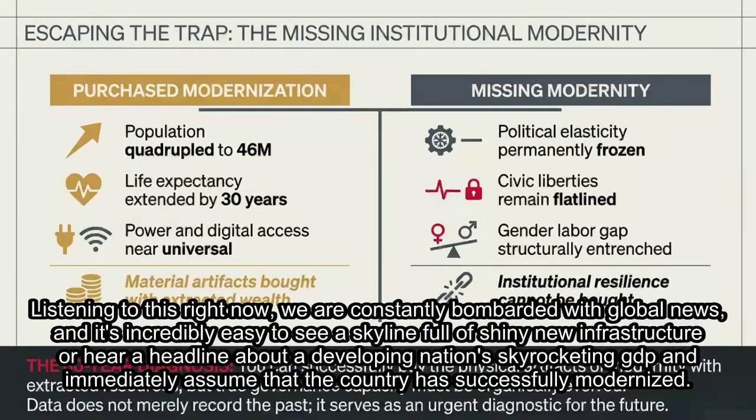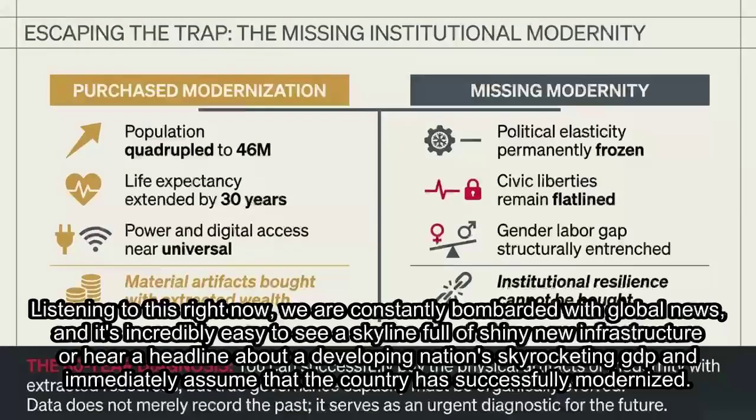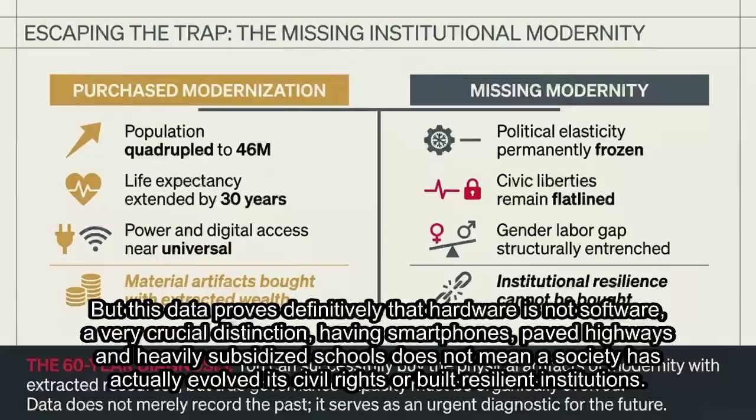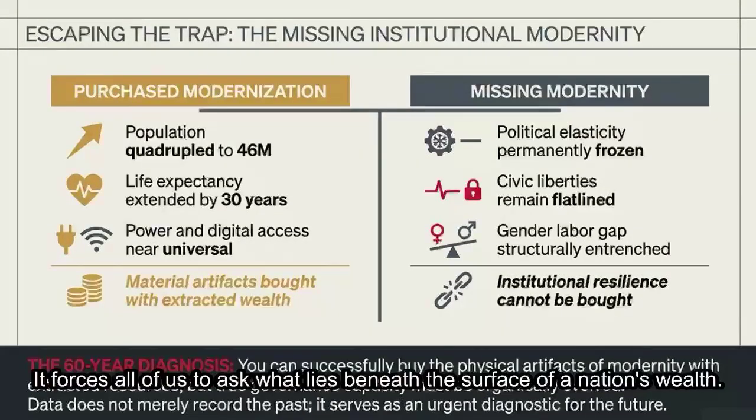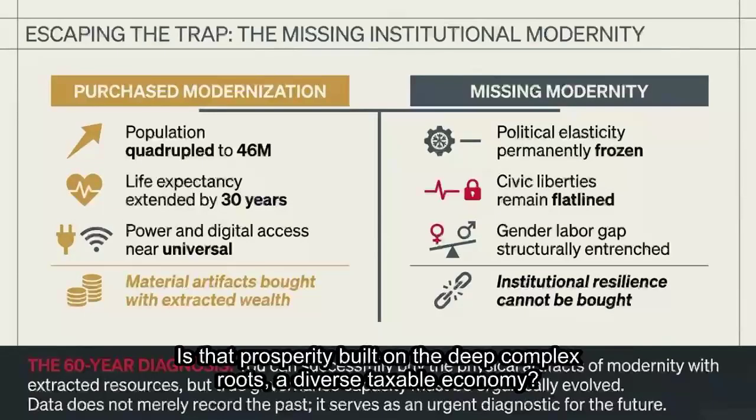And that is exactly why this deep dive matters so much for you listening to this right now. We are constantly bombarded with global news, and it is incredibly easy to see a skyline full of shiny new infrastructure or hear a headline about a developing nation's skyrocketing GDP and immediately assume that the country has successfully modernized. But this data proves, definitively, that hardware is not software. A very crucial distinction. Having smartphones, paved highways and heavily subsidized schools does not mean a society has actually evolved its civil rights or built resilient institutions. It forces all of us to ask what lies beneath the surface of a nation's wealth.